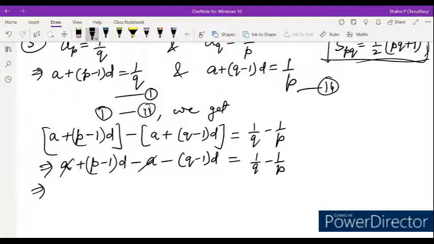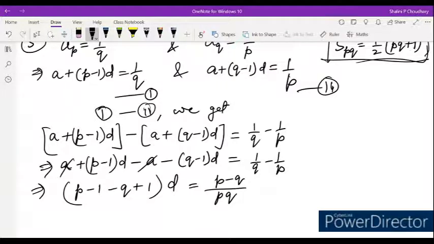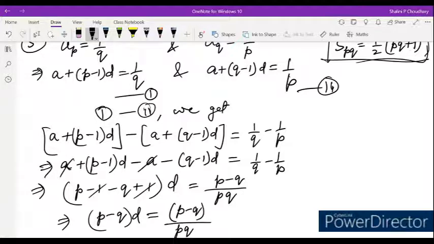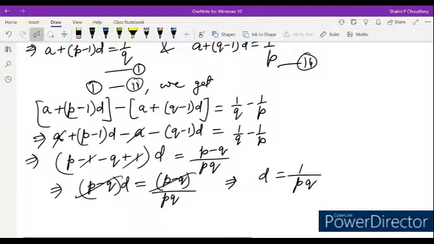Now A cancels, and (P minus 1 minus Q plus 1) multiplied by D will be equal to P minus Q upon PQ. Now the 1s cancel, so what we are getting? P minus Q into D is equal to P minus Q upon PQ. Okay, so we cancel these. So what value are we getting? D is equal to 1 upon PQ. Okay, now D is equal to 1 upon PQ.